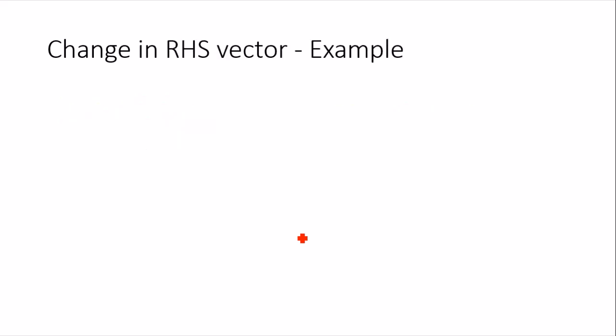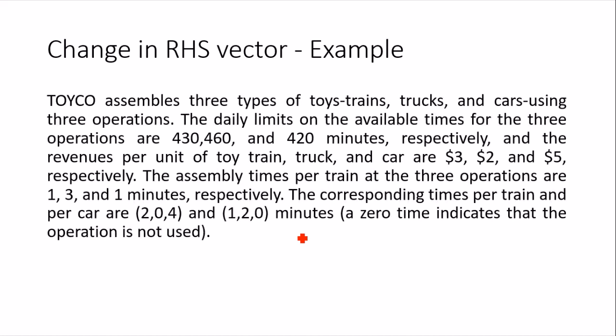So here again I have an example. I have taken an example of a certain company. This is the name of the company, Toyco, which assembles three types of toys, trains, trucks and cars, and three operations are used. These are the daily limits and these are the revenues which you are getting per unit of toy, and you are given the assembly time. So all the data is given which is sufficient to formulate this problem as a linear programming problem.